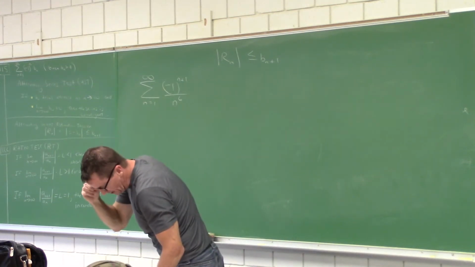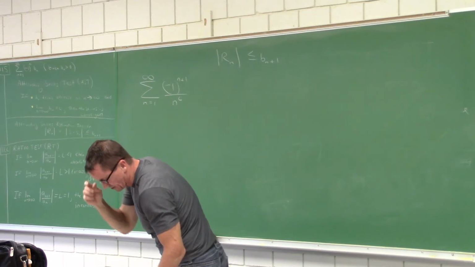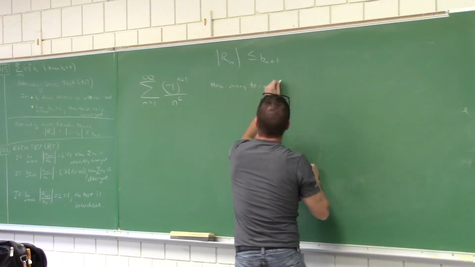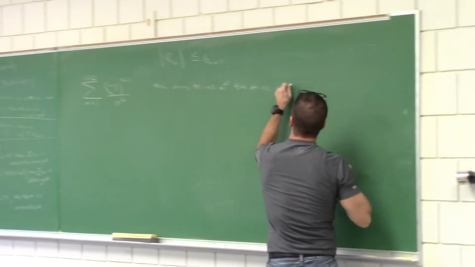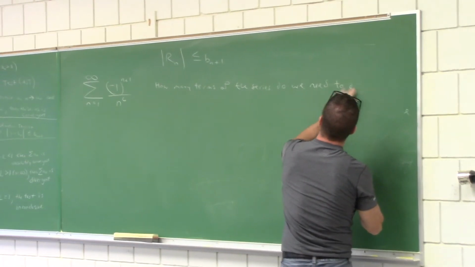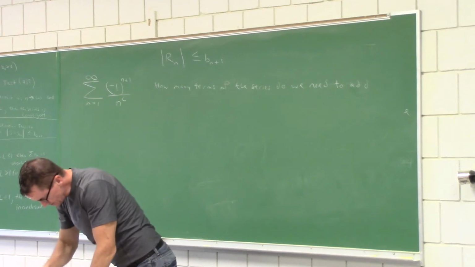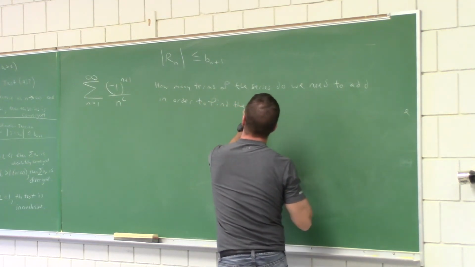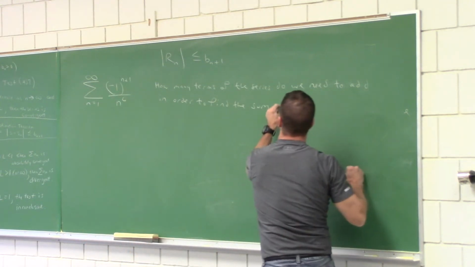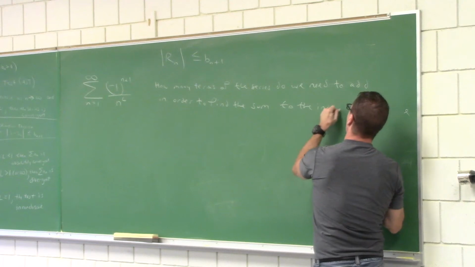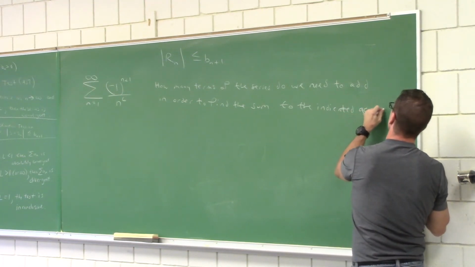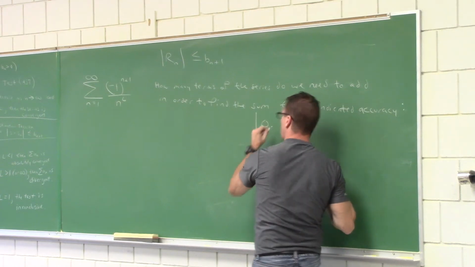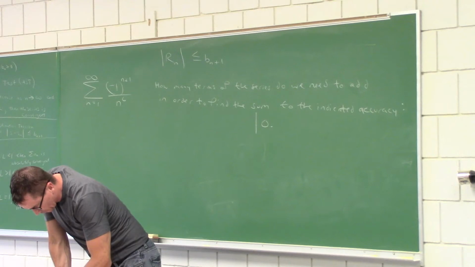But what we're asking here is, how many terms of the series do we need to add in order to find the sum accurate to a given error? I'll write this down. How many terms of the series do we need to add in order to find the sum to the indicated accuracy? All right. This is the accuracy they wrote for number 23: 0.0000 with 4 zeros, and then a 5.